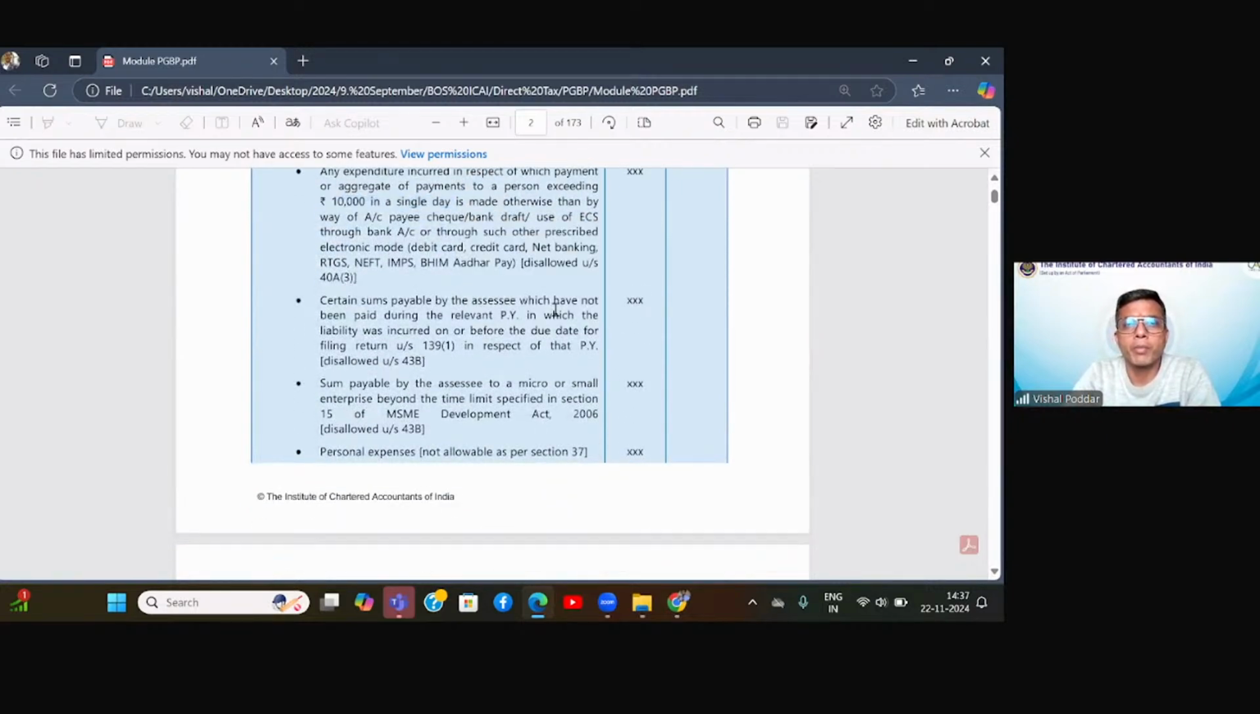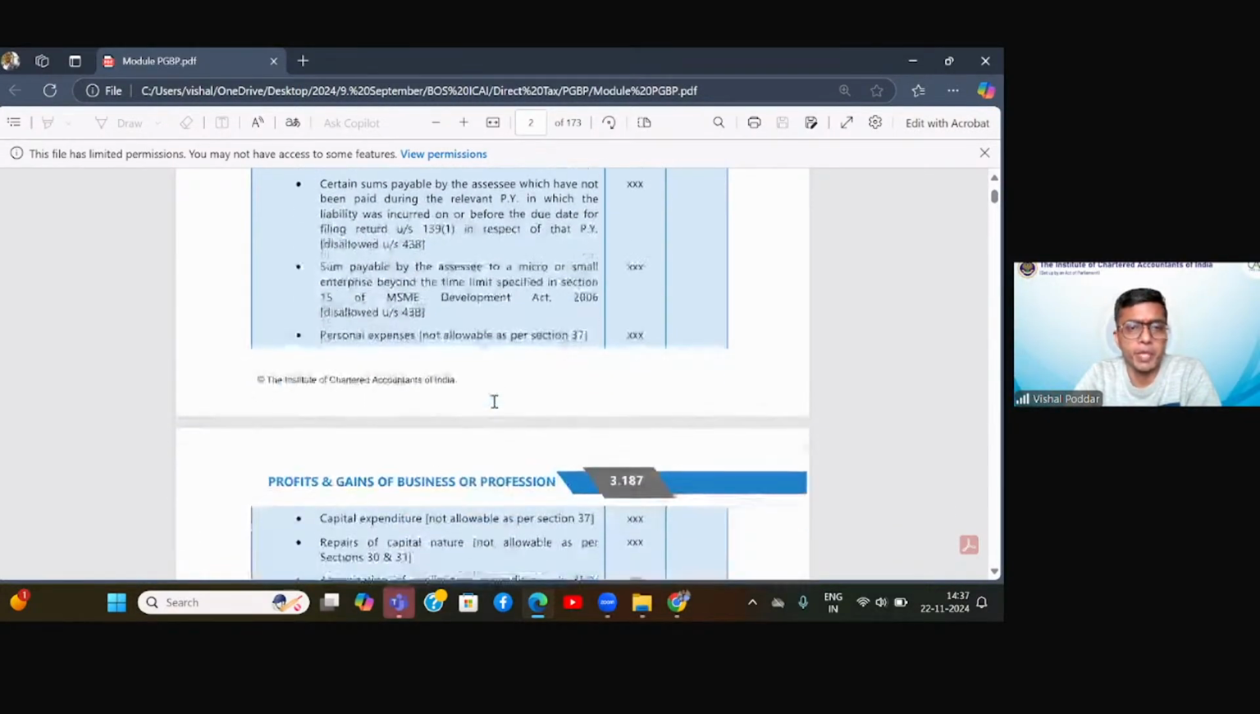Then certain sums payable by the assessee which have been paid during the PY in which the liability was incurred, or on or before the due date of filing return in respect of that PY, that is 43B. That is simply, certain expenses will be allowed only if they are paid till when? Till the due date of filing returns. However, in this same section 43B, there is one different provision, that is for payment to MSME. This will be disallowed if the payment is beyond the time limit specified in section 15 of the MSME Act.